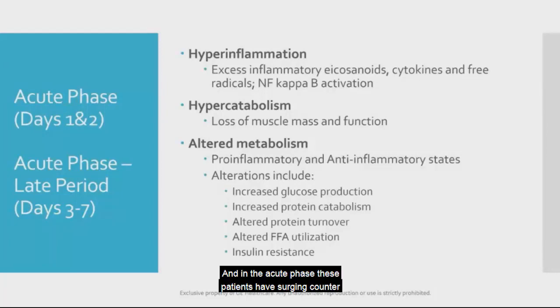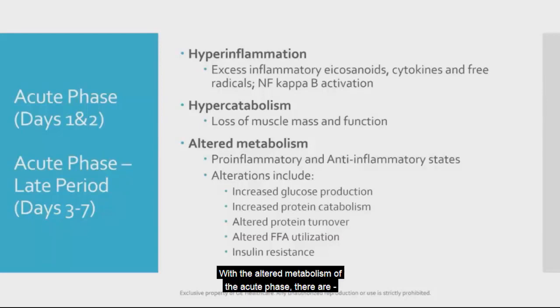And in the acute phase, these patients have surging counter-regulatory hormones. They have cytokines and free radicals in circulation that are very conducive to survival, being the first and foremost priority, with the catabolism of endogenous fuel sources to promote that survival. And then the establishment of homeostasis is critical. But ongoing hypercatabolism can take place during the acute phase as far as the late period, lasting as long as 3 to 7 days relative to the patient's individual course.